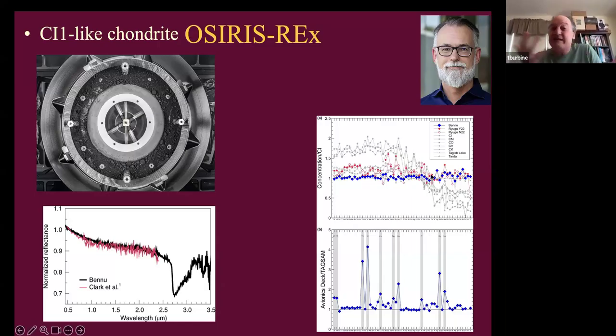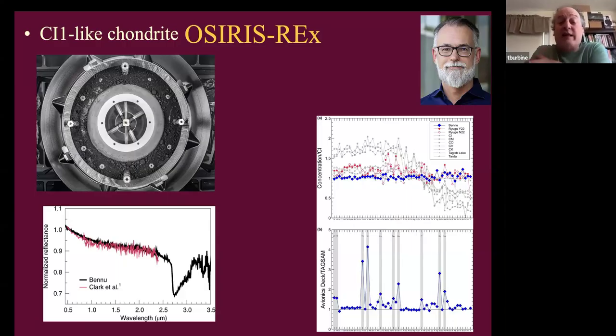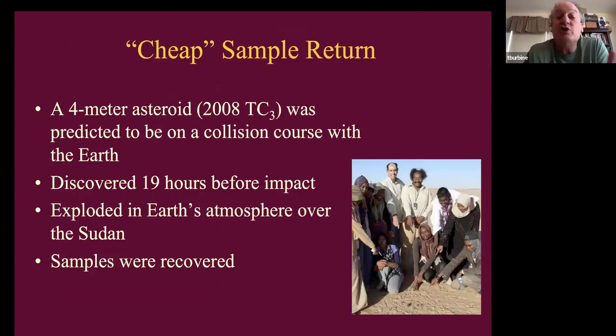So another CI-like. So we've done encounters, we've got material, and we've identified compositions. But the spectra, it's still kind of a guess. We can't tell exactly yet, at least for these few, for Bennu and Ryugu. And there's also cheap sample return. There's Peter Jenniskens'. There's an asteroid collision course.